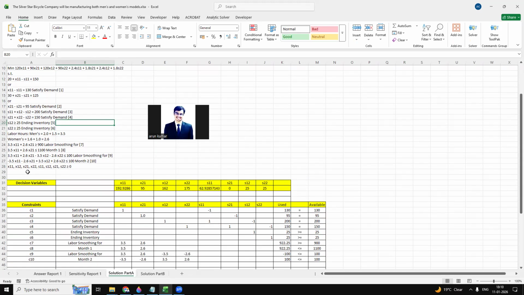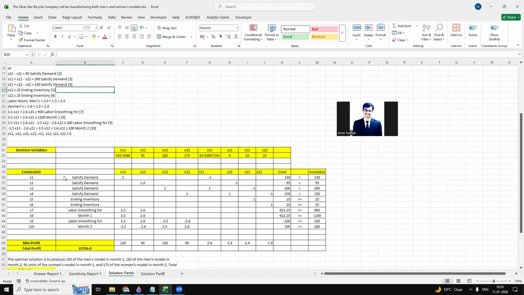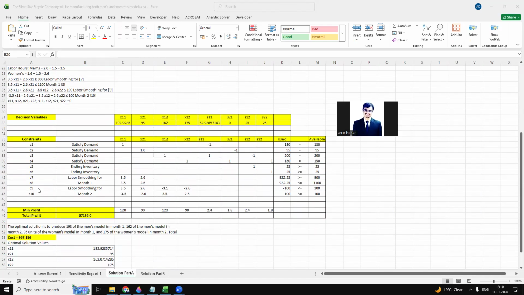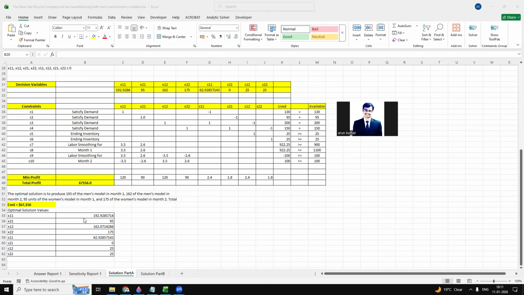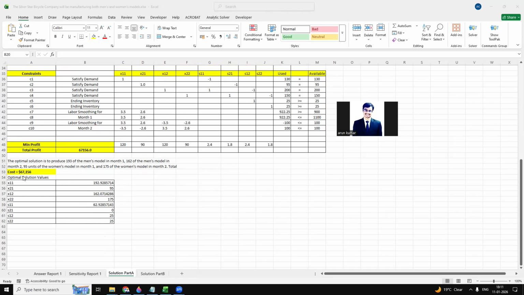Then this is our solver setup. Here, this one is our constraints, and this is the other decision variables. This sheet uses Excel formulas as well. These are the decision variables x11, x21, x12, x22 till here. And here the goal is to minimize the cost. B49 is our objective, which is total cost, and total cost is 67,156. And these are all the optimal solution values.